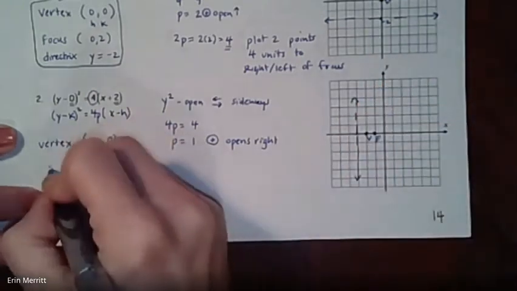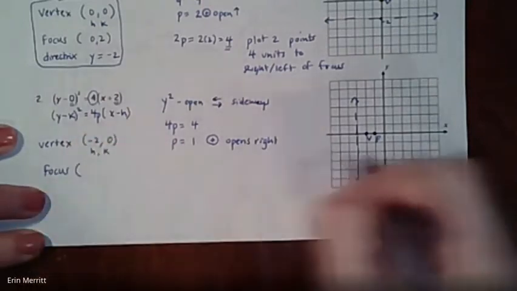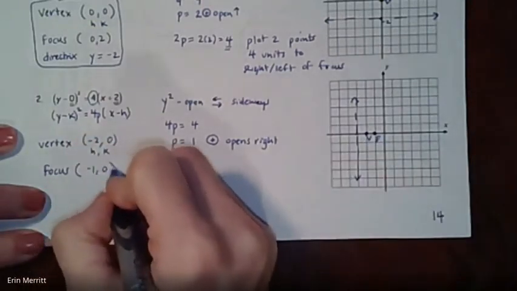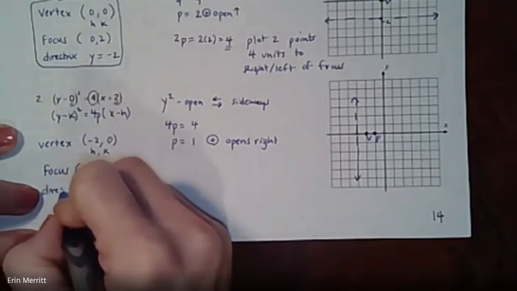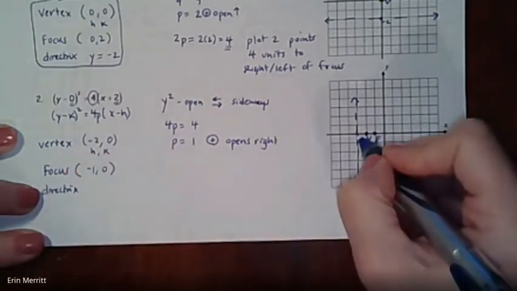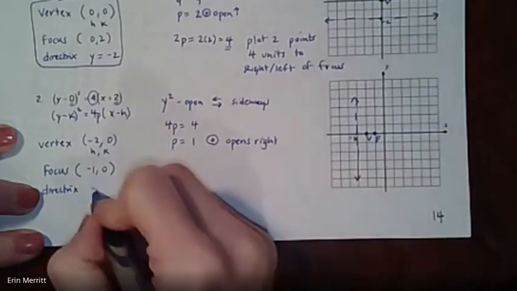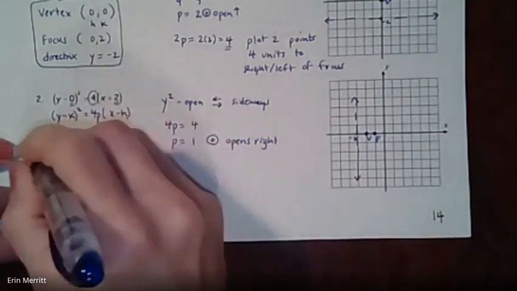All right, that means my focus has the point -1, 0. And my directrix, remember it's a vertical line now, so it's an x equals line. So it's x equals -3.